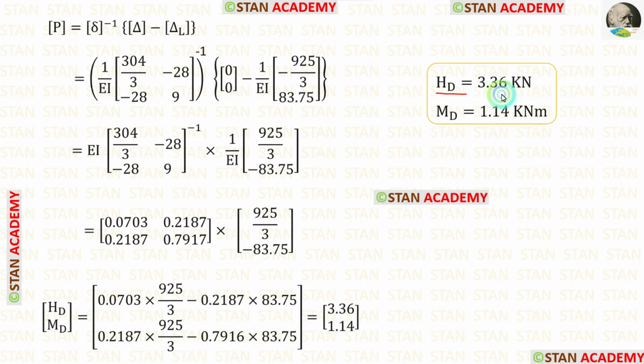For HD, we are getting 3.36 kilonewton. For MD, we are getting 1.14 kilonewton meter. Both of the values are positive. That means our assumption is correct.